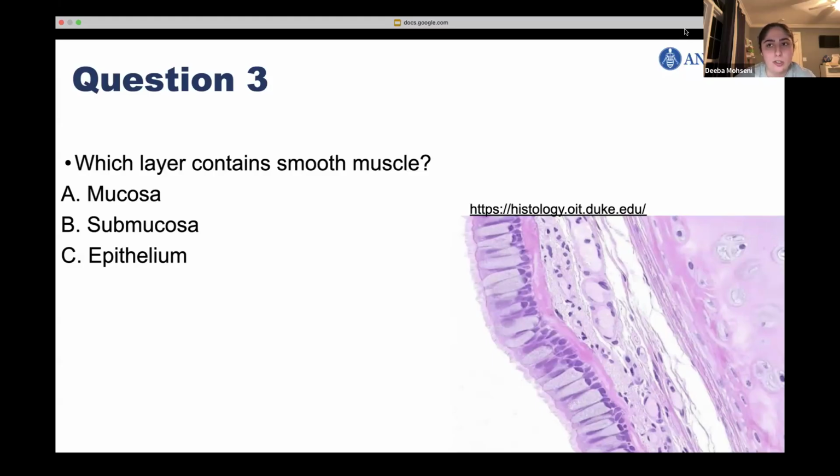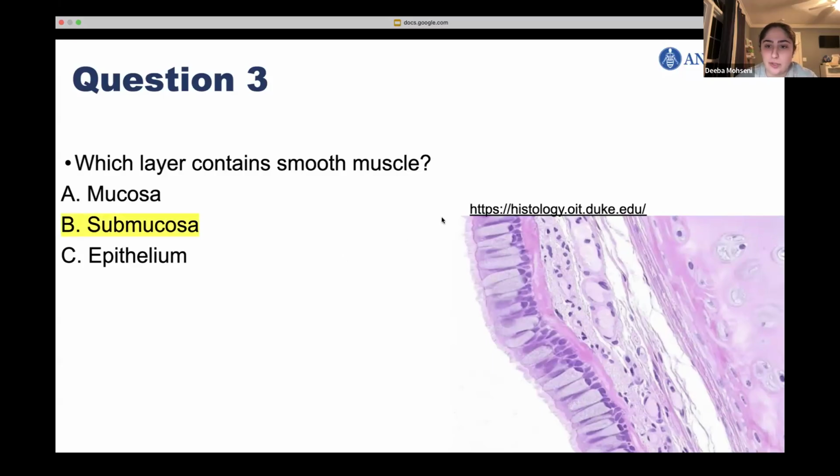Maybe if we can get one more, then I'll close the poll. All righty, thank you. Oh, it's an even split on that one. So let's see the correct answer.